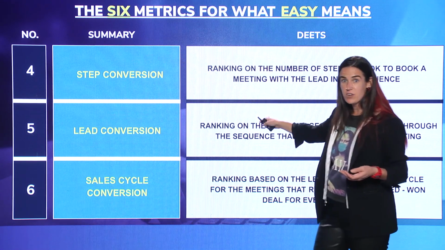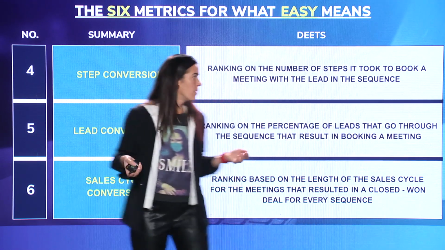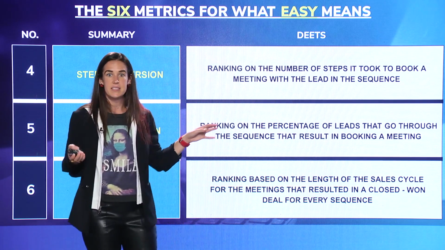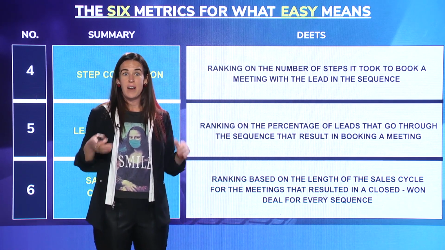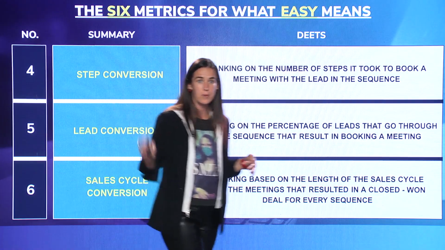And then lead conversion. This is a great way to rank on the percentage of leads that are going through a sequence that result in a booked meeting. So out of, let's say, in content downloads, I had 100 leads and 20 of them converted, giving me a 20% conversion. That's really great conversion. Versus webinar registrants, only 15 out of 100 converted. So obviously the content downloads is more lucrative in terms of the percentage of leads that are converting through.